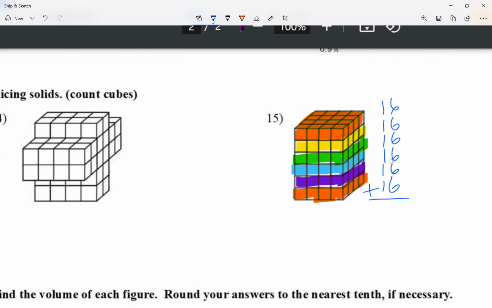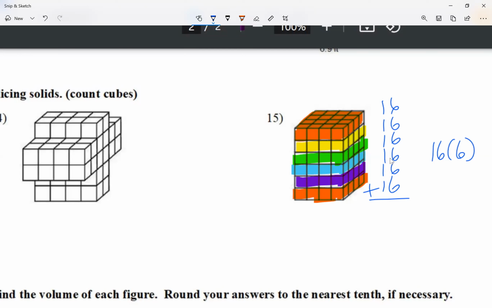And we had to add them all, but I mentioned at the end of last lecture, when you add the same thing multiple times, isn't that 16 times 6? Right? Multiplication saves us some work. Okay, so remember we did that. Now, that's really basically the formula for a prism.